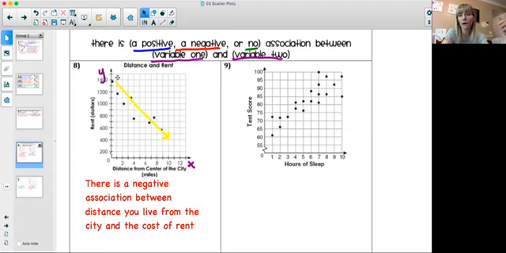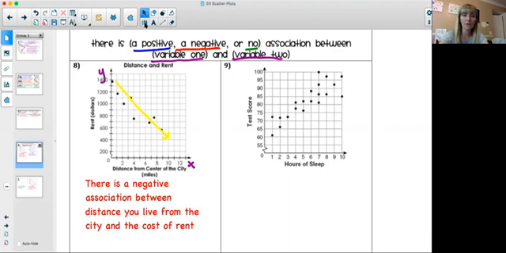You can walk everywhere. People feel like they're in the center of things. So the farther you are away from the center of a given big city, the cheaper your rent gets. As one goes up, distance, the other goes down, cost of rent. That's a negative association.